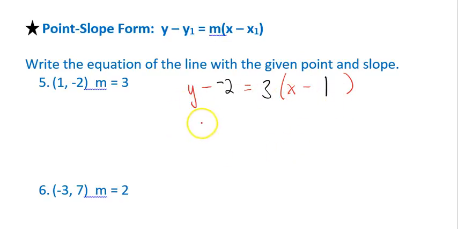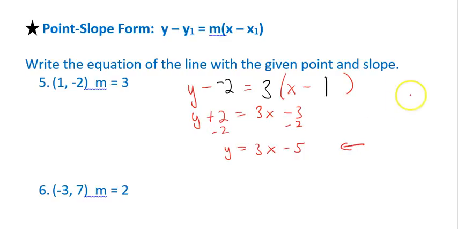And then I can simplify, and 2 negatives make a positive, so I have y plus 2. And over here I can distribute and get 3x minus 3. And then if I subtract 2, I'll be in slope-intercept form if I need to be. So 3x minus 5. This line and this line are the same thing. They are the same graph. They're just two different forms. Okay? So if you needed to graph this line, this would be a good one to use. But since we're just coming up with the equation, we used this to plug in.